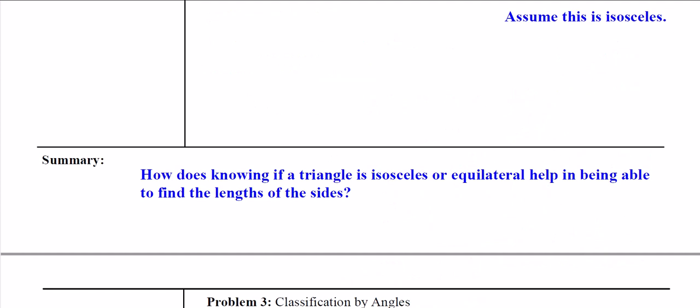For your summary, and of course the front side of the notes focuses on sides. How does knowing if a triangle is isosceles or equilateral help in being able to find the lengths of the sides?